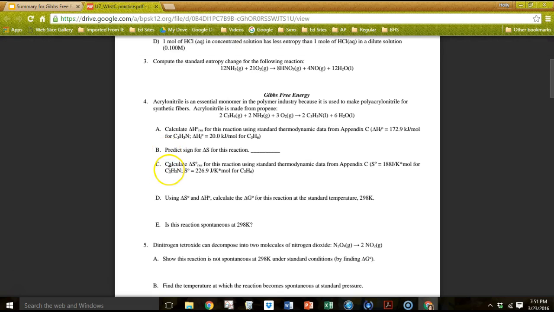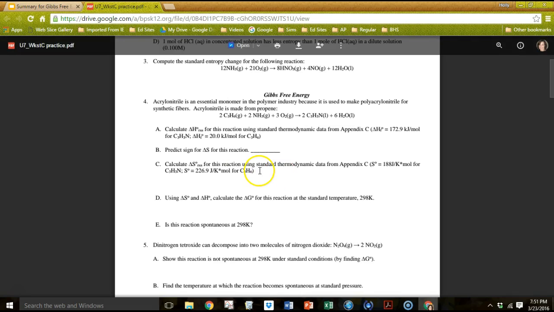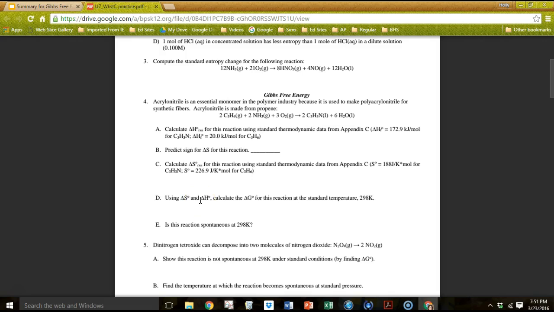C, we're going to do the calculation. So again, using that Hess's law variation involving entropy values. And then lastly, for D, we're going to use that delta G equation that involves both the delta S and delta H that I just gave you. And then we'll look at the spontaneity. So pause the video, try the problem, and then restart me when you're ready.